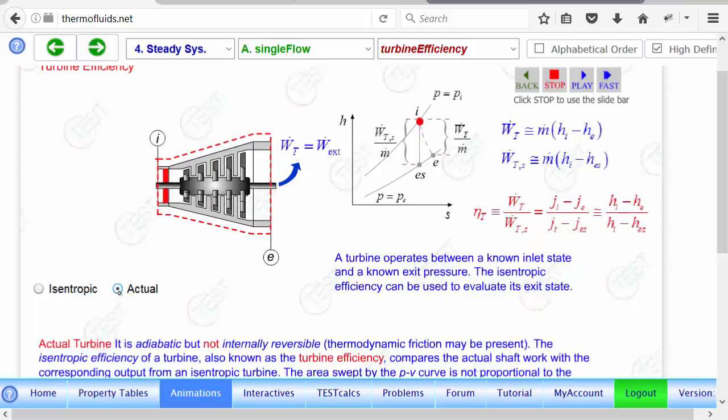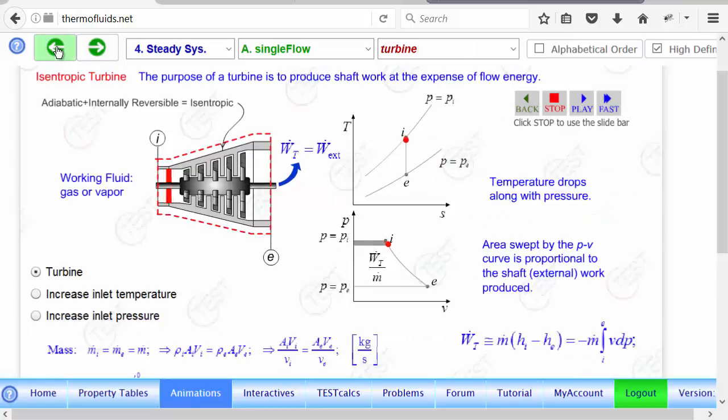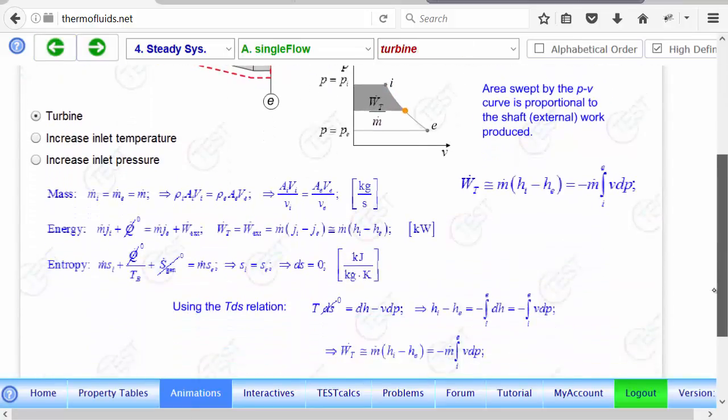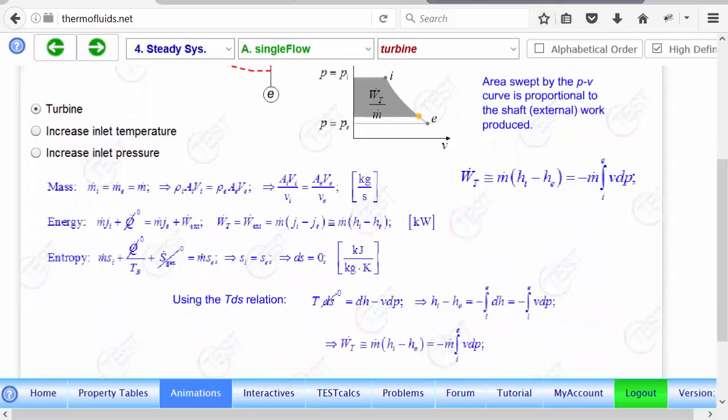In an actual turbine, on the other hand, if you use the entropy equation, you can see that because of entropy generation, the entropy at the exit will be higher than the entropy at the inlet. We saw that. If you go back in the entropy equation and say that this term is not zero, then you can show that SE will be greater than SI, because entropy generation is always positive, or at best, zero.